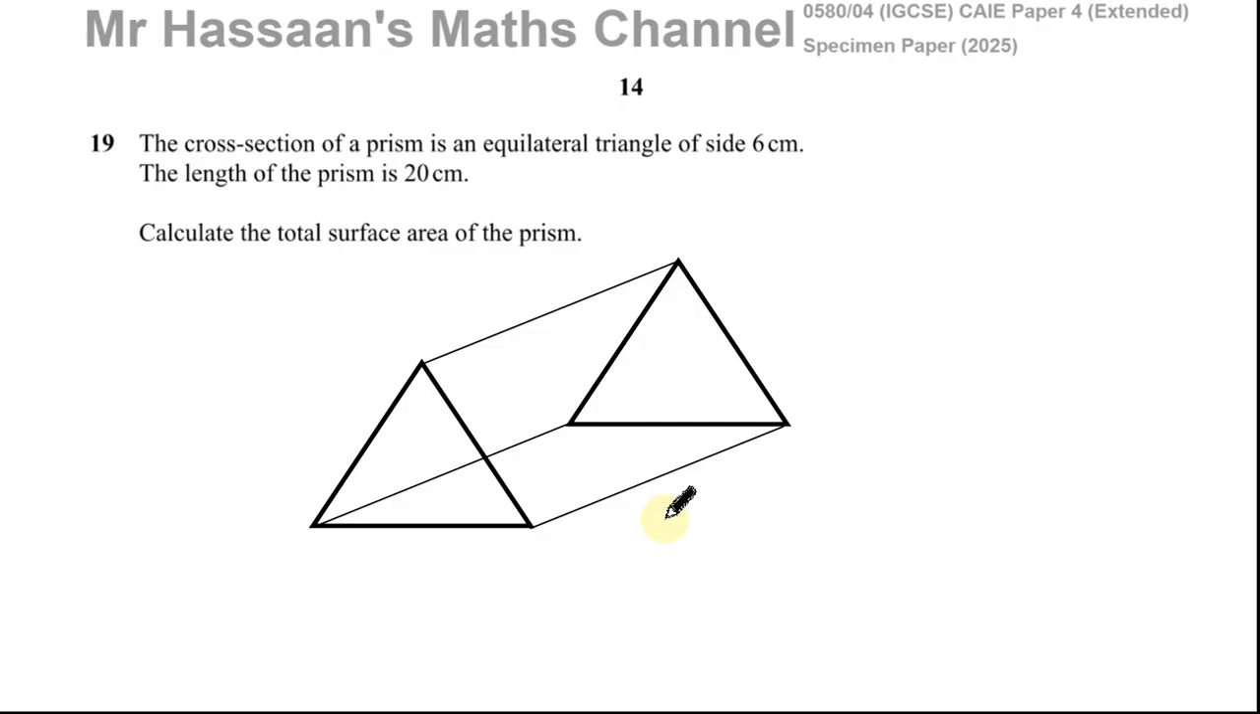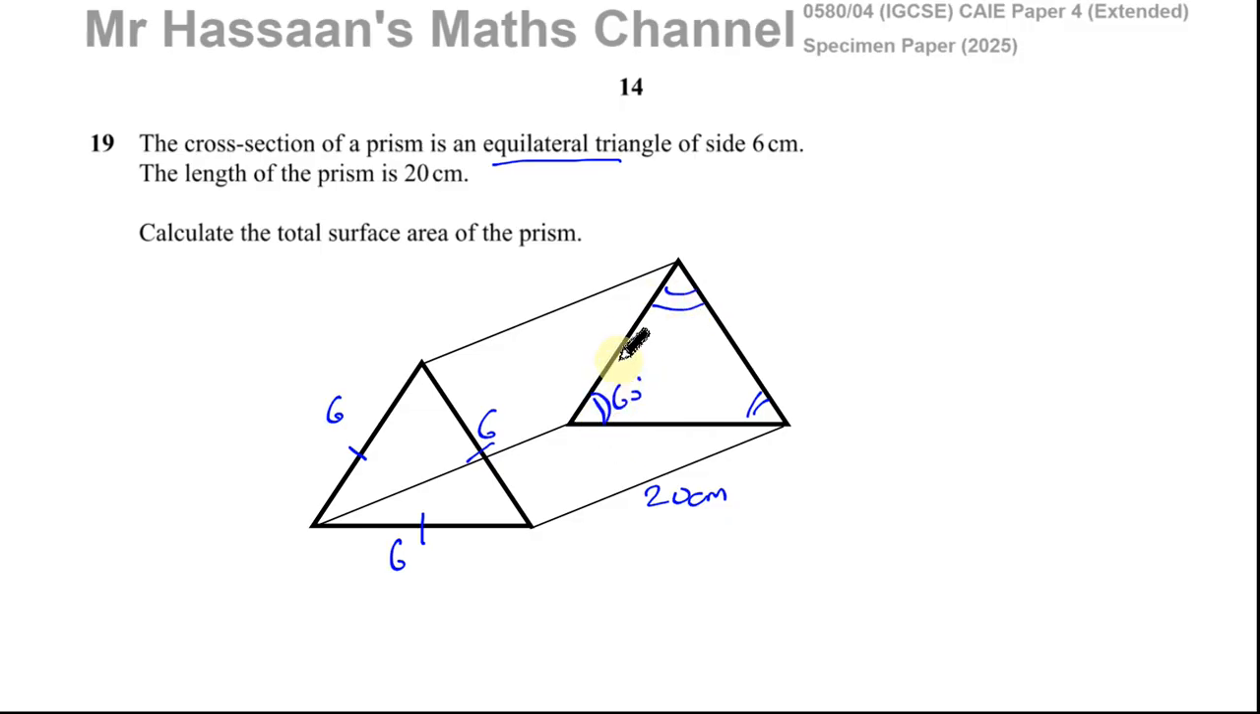So we want to find the total surface area of the prism. Now, the length of the prism is 20 centimeters and the length of each side is 6 centimeters, all in centimeters. So the surface area is the area of the two faces plus the area of these three sides. So you can say the area of these triangles. Now this is an equilateral triangle. Equilateral triangles have sides which are the same and they have angles which are all 60 degrees. They're all the same, all 60 degrees.